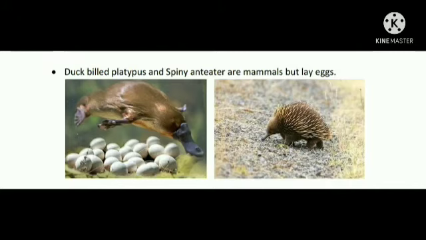Now here is something important for you. Duck-billed platypus and spiny anteater are mammals, but they lay eggs. So students, these two animals are mammals, but still they lay eggs. These animals are found basically in Australian coastal forests.